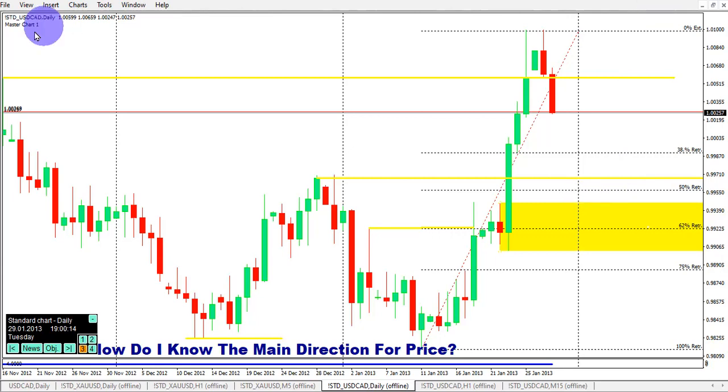This is the daily chart, guys. So it's going to take maybe 1-2 days for price to cover this up, but there are times when it can be very slow and price can take 4 days.